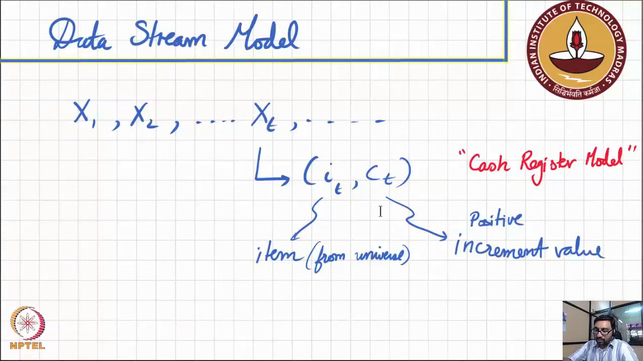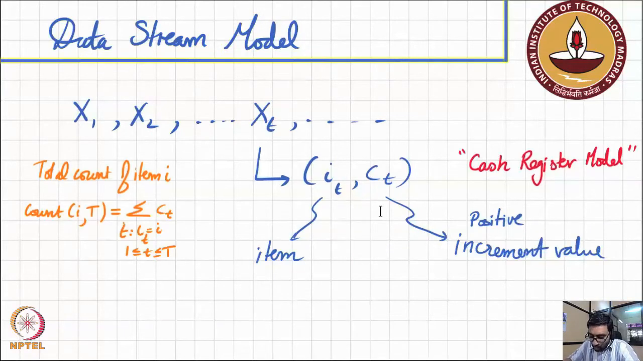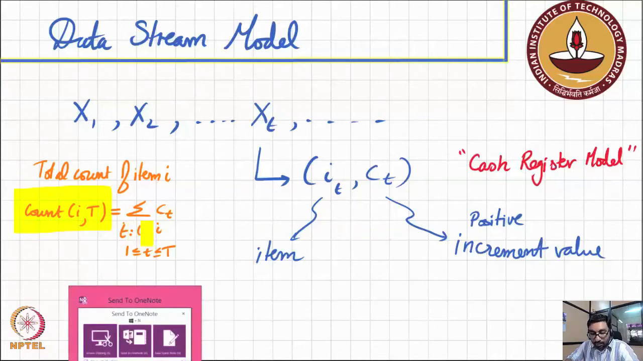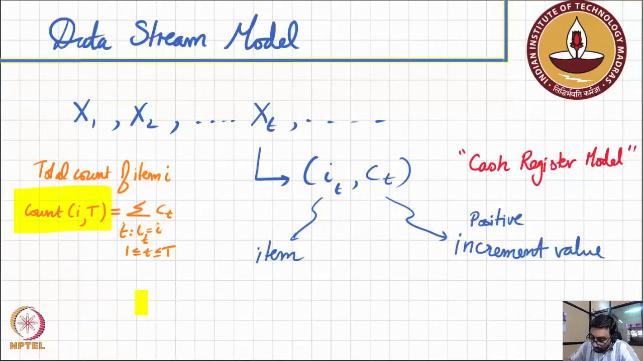And this cash register model is going to update the total count, and the total count of a particular item I is denoted by count I comma t, and this count is given by this summation. So we sum over all time t, and we look for those items IT that match the item I that we are interested in counting, and when they do match, we add up their count. So that's the count of a particular item I from time 1 all the way to time capital T.